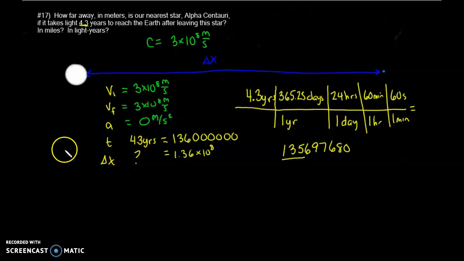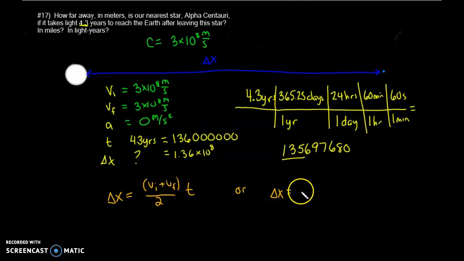And now I'm trying to solve for delta x. So if I go back to those equations, let's pick a new color here. We have delta x equals vi plus vf divided by 2 times t, or delta x equals vit plus 1/2 at squared. Either works. Either way you get the same answer. I'm going to go with this one over here for the example because I can just send that to 0 because there's no acceleration.